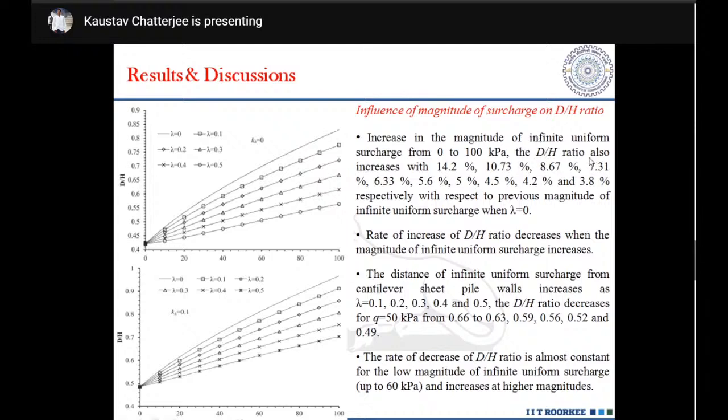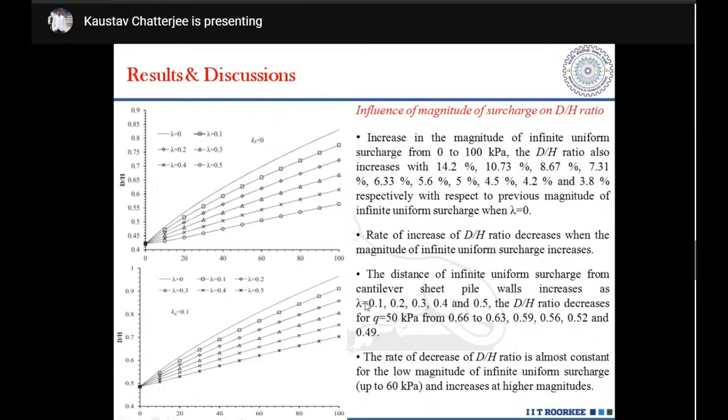Okay. Now, if I increase the magnitude of the infinite uniform surcharge from 0 to 100 kPa, the D by H ratio increases in this particular manner, with respect to the previous value when lambda is equal to 0. The rate of increase of D by H ratio decreases as the magnitude of infinite uniform surcharge keeps increasing. Next, for different distances of lambda varying from 0.1 to 0.5, the D by H ratio decreases from 0.66 to 0.49 respectively. What does it mean?